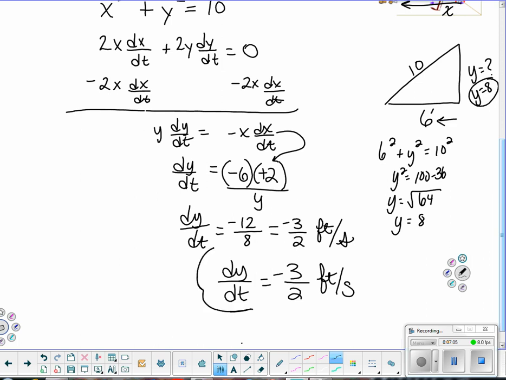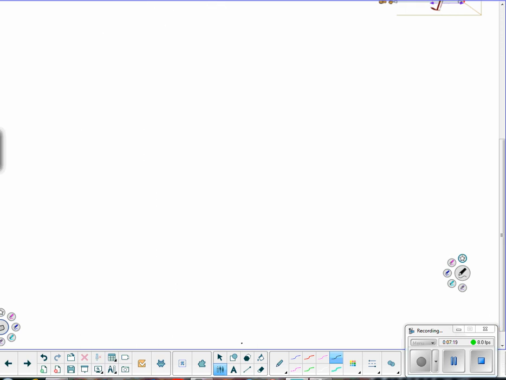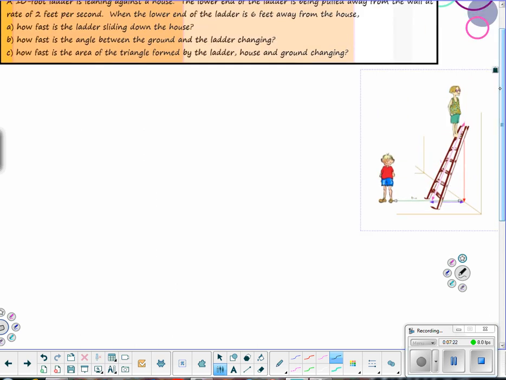All right, there's part A. Let's get into part B. How fast is the angle between the ground and the ladder changing? I'm just going to hit clear on this and start fresh with part B. Okay, so how fast is the angle changing between the ground and the ladder?